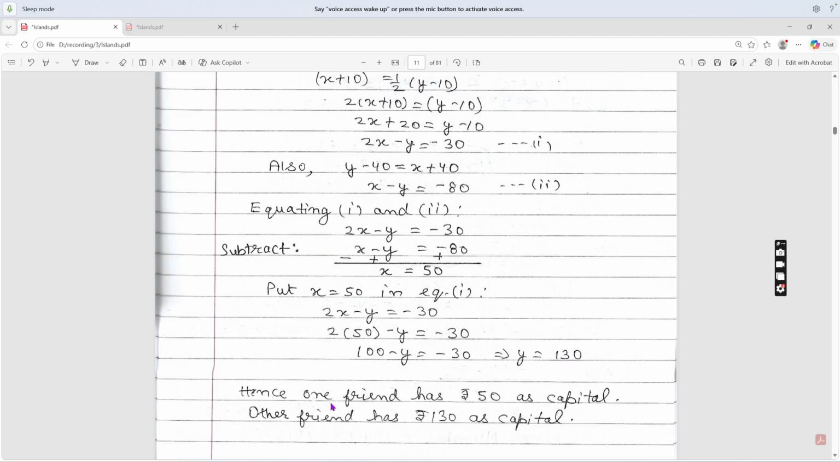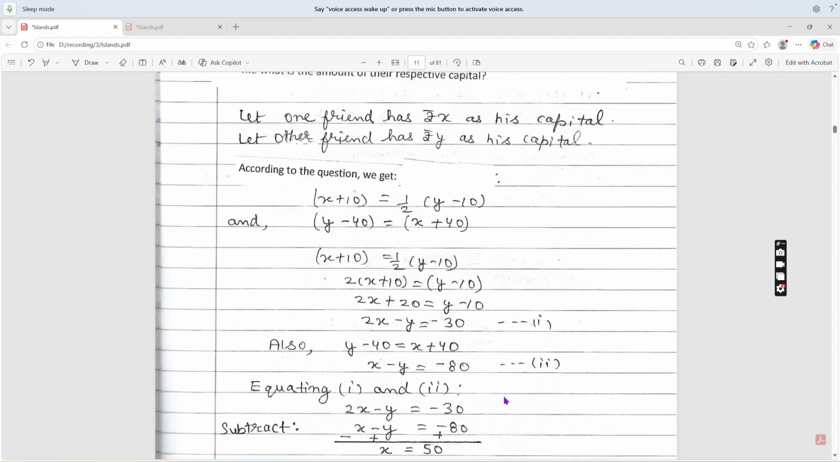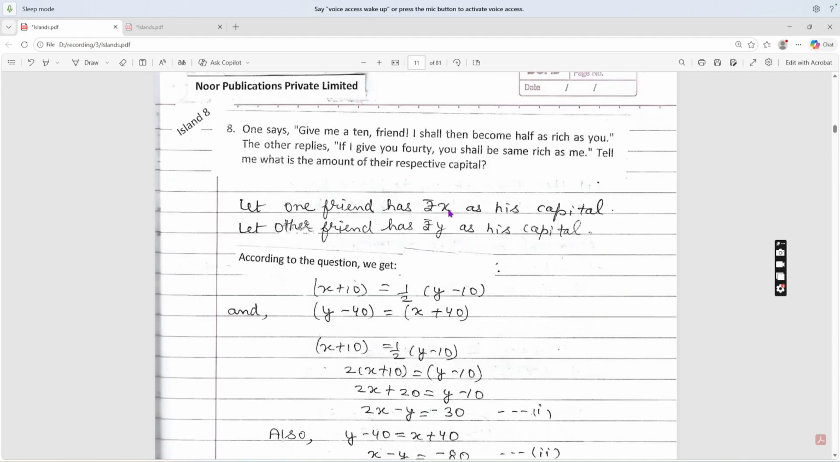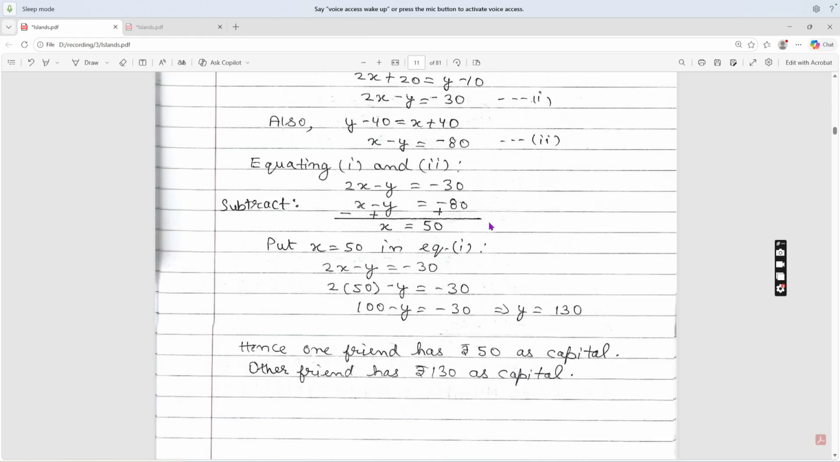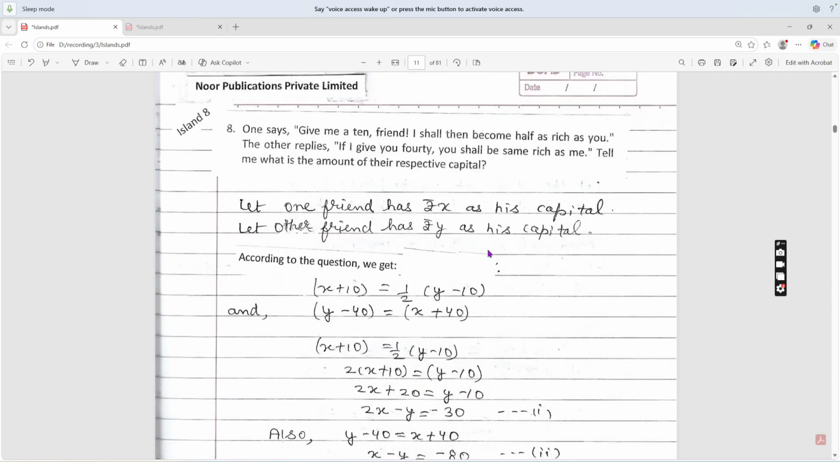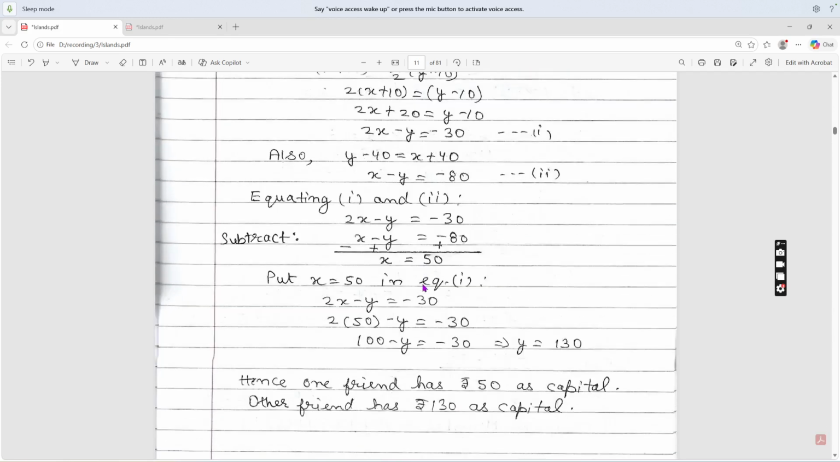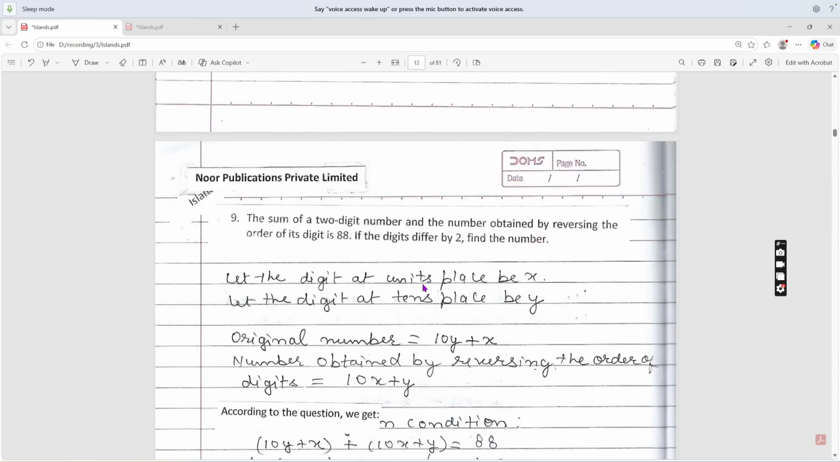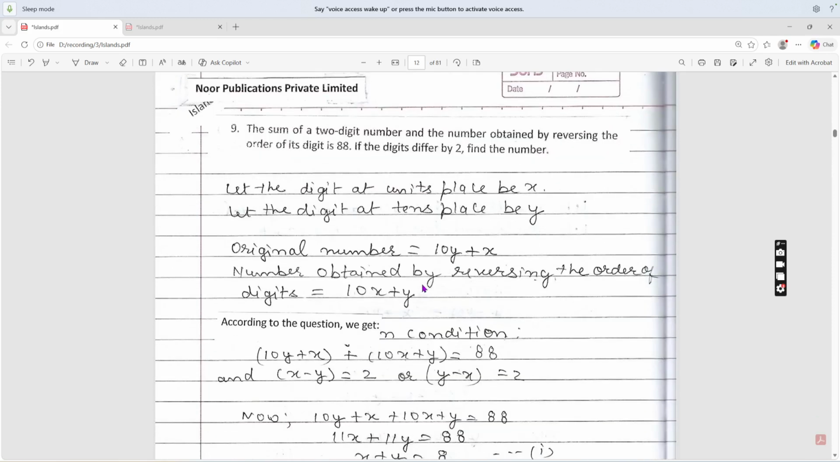It means one friend has a capital of rupees 50 originally, because originally one friend had a capital of x rupees. So what is the x value here? X value here is 50. The other friend has 130 as his capital, which is equal to y. Done. I hope you are able to understand all this. Okay, now we are proceeding to the next.